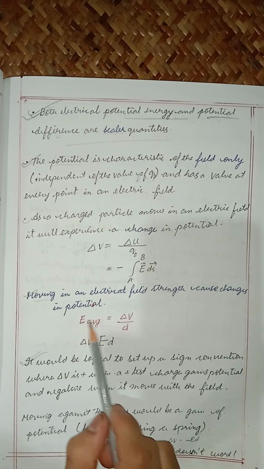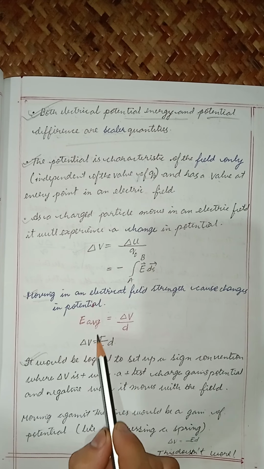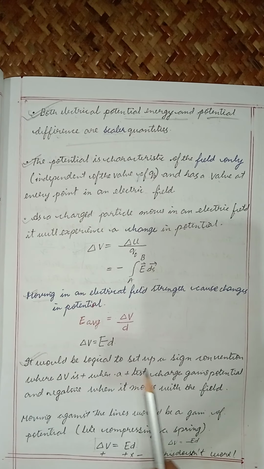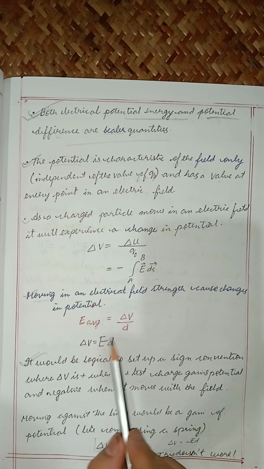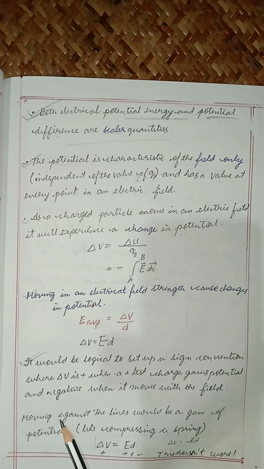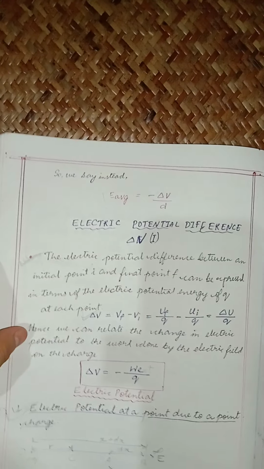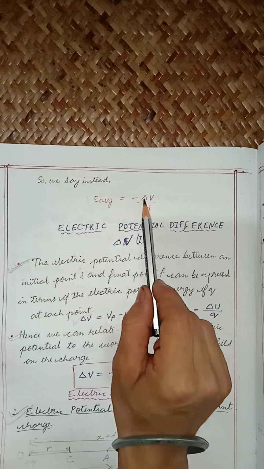So E average we can write as delta V by d. If we cross multiply, delta V is equal to Ed. Now it will be logical to set up a sign convention where delta V is positive when a test charge gains potential and negative when it moves along the electric field. Moving against the lines will be a gain of potential, like compressing a spring. So if you write delta V is equal to minus Ed, this doesn't work, so instead we can write E average is equal to minus delta V by d.